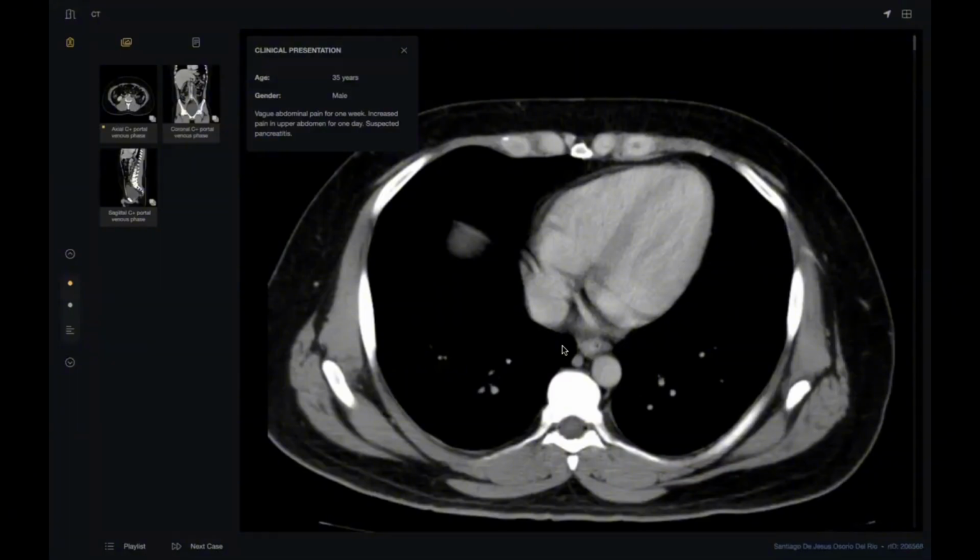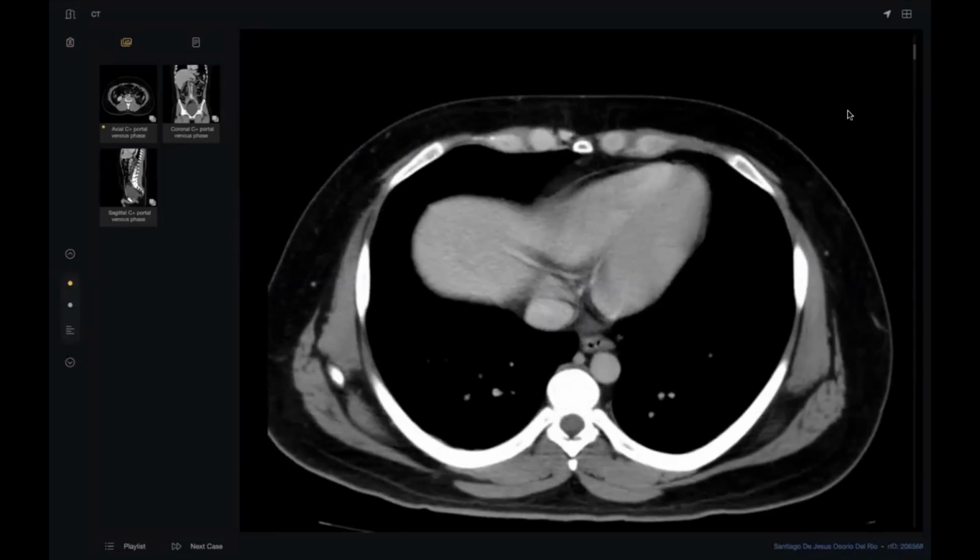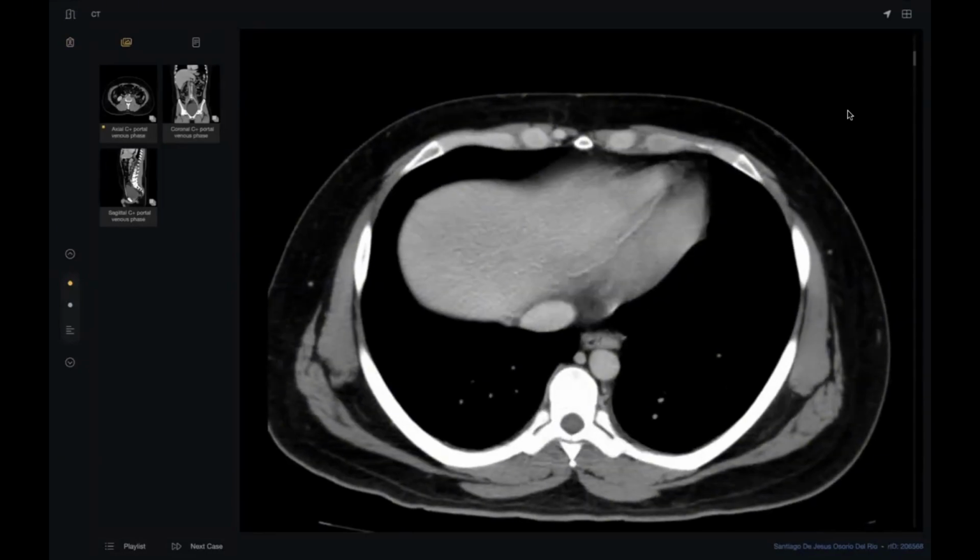Candidate number 1, a 35-year-old male patient, presented with vague abdominal pain for 1 week, increased in the right upper abdomen. Okay, sir. I am presented with a CT of an adult patient having a vague abdominal pain and now increased abdominal pain in the upper abdomen for 1 day.